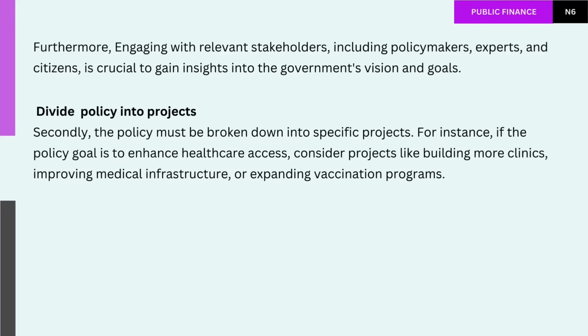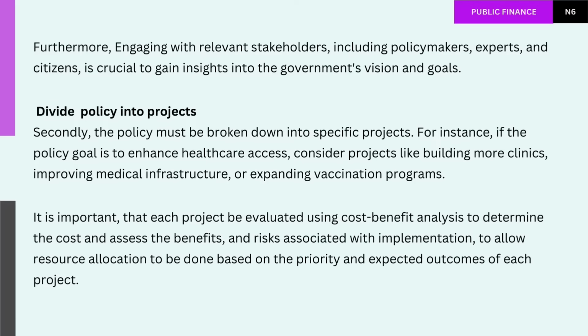2. Divide policy into projects. Secondly, the policy must be broken down into specific projects. For instance, if the policy goal is to enhance healthcare access, consider projects like building more clinics, improving medical infrastructure, or expanding vaccination programs. It is important that each project be evaluated using cost-benefit analysis to determine the cost and assess the benefits and risks associated with implementation, to allow resource allocation to be done based on the priority and expected outcomes of each project.